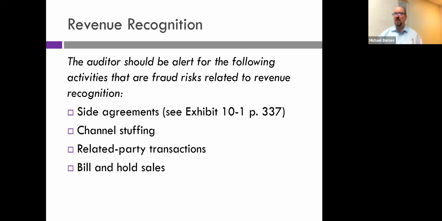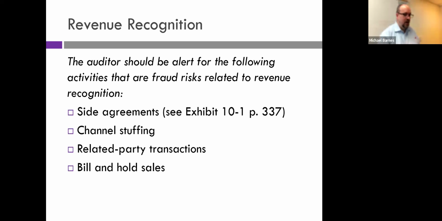You guys remember that conservatism says that we should defer the recognition of revenue and accelerate the recognition of expenses. This kind of goes the opposite of that. So certainly bill and hold sales would be problematic. So when we have a contract with a customer and we accelerate recognition of the transactions on the contract at an inappropriate date and time, those are all fraud risks that we're concerned about.